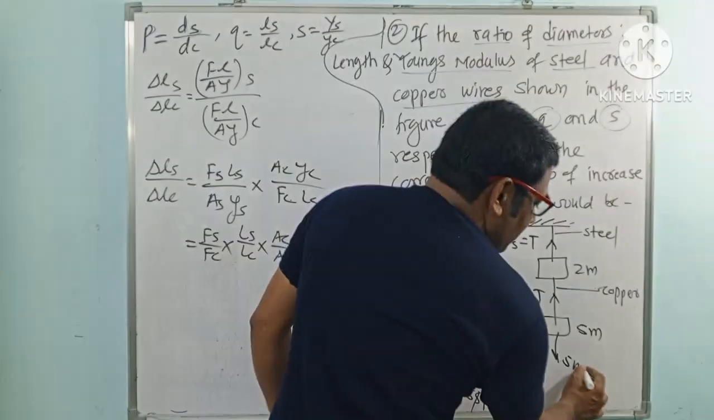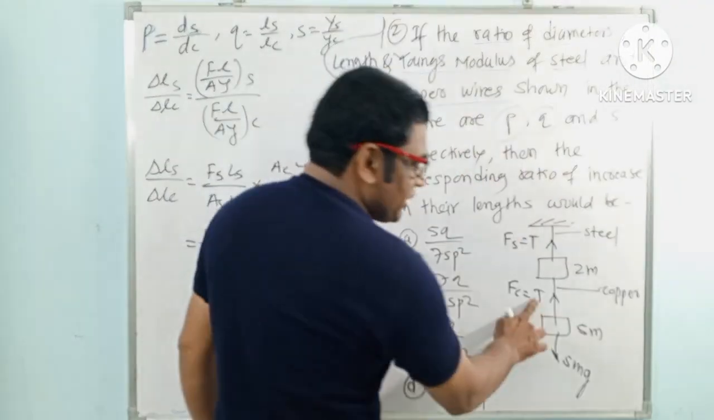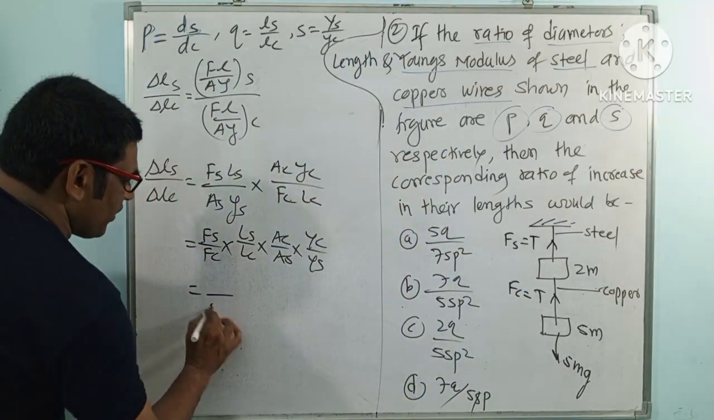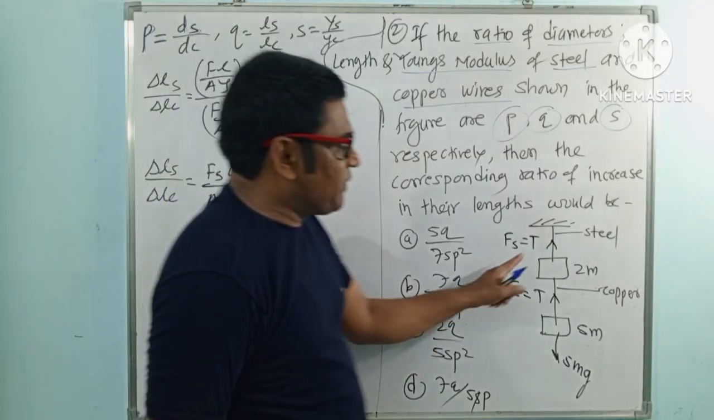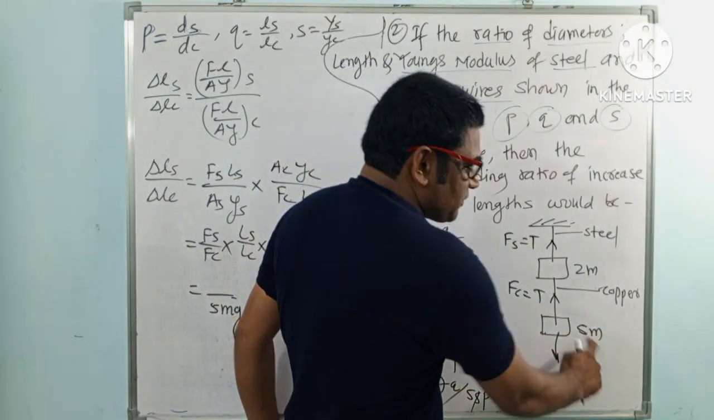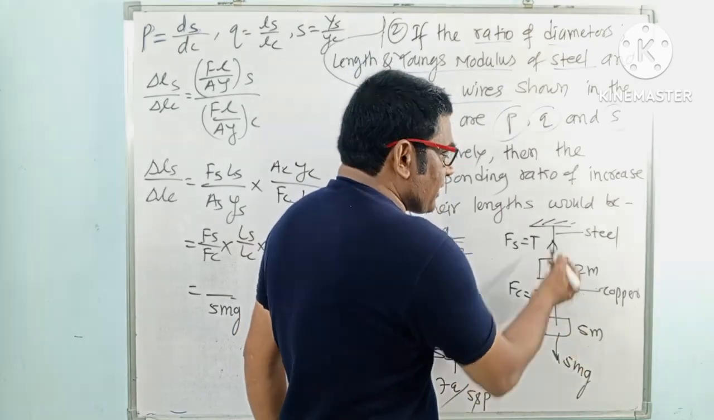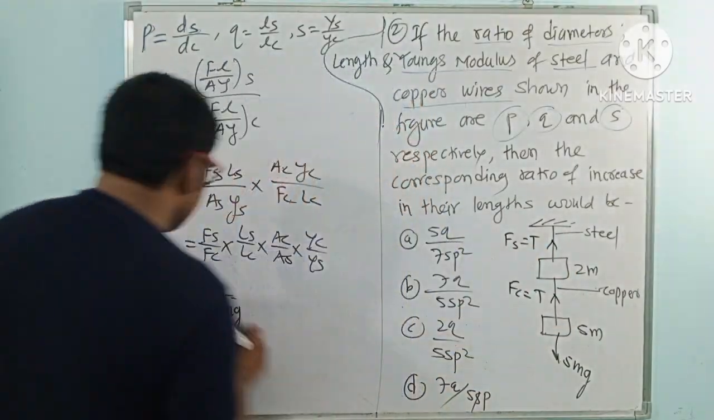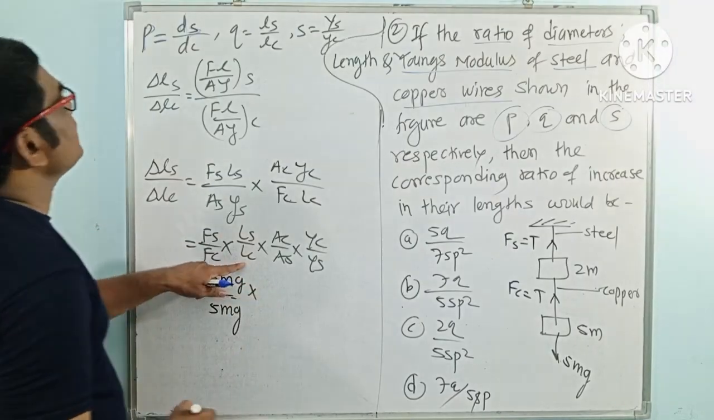5 mg will act here in the downward direction. And this is equal to tension. So T, Fc is equal to what? 5 mg. This is Fc. And Fs is what? 2 plus 5, 7 mg. 7 mg will act here. And that is equal to this T. Means Fs is equal to what? 7 mg. 7 mg into Ls by Lc.